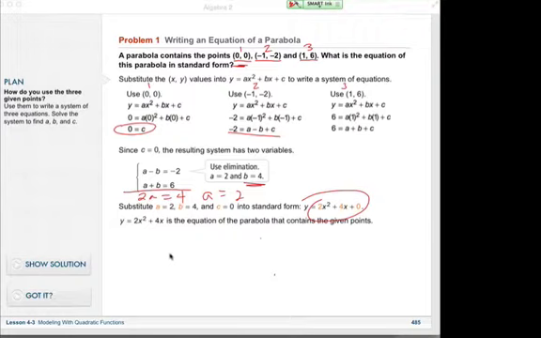Now if you want to, you can stop for a second and go to the graphing calculator at desmos.com and graph this equation and make sure that it actually contains these 3 points. It's a nice way to verify what we've just done here.